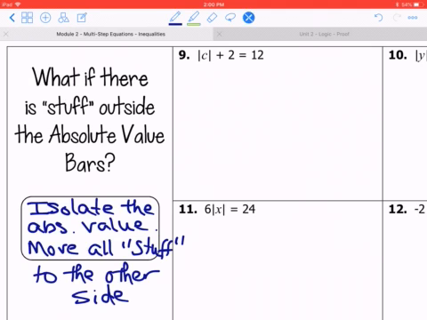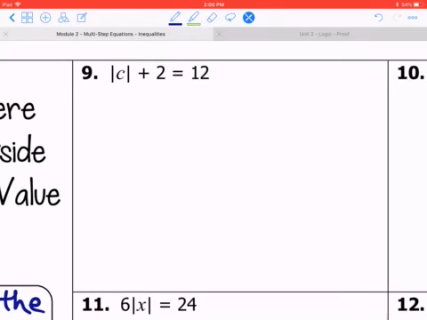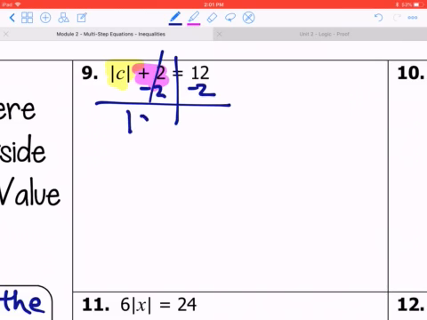So let's jump up here and look at number 9. So look, here's my absolute value, but it's not alone. Look what it has going on. There's a +2 on this side. I can't have that +2 there, so I need to move it. So now I'm going to solve the equation. I'm going to subtract 2 from both sides. These are going to cancel out. Now I have the absolute value of C is equal to 10.